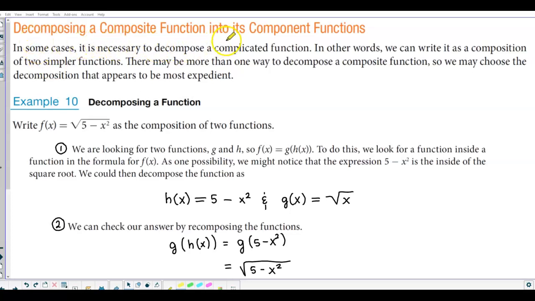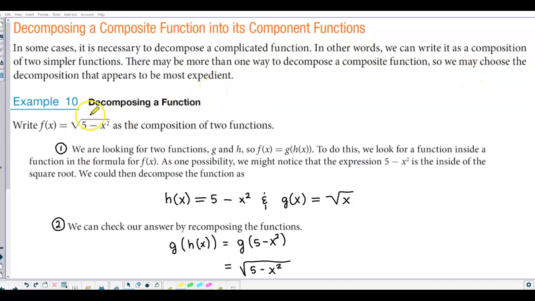Decomposing a composite function into its component functions. In some cases, it is necessary to decompose a complicated function. In other words, we can write it as a composition of two simpler functions. There may be more than one way to decompose a composite function, so we may choose the decomposition that appears to be the most expedient.